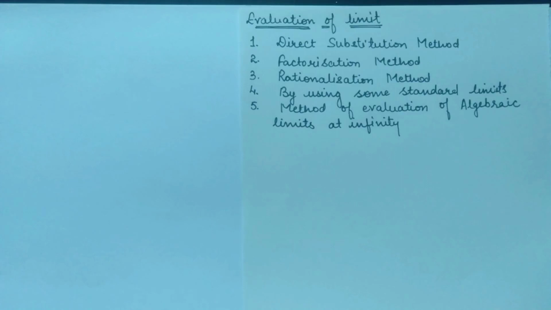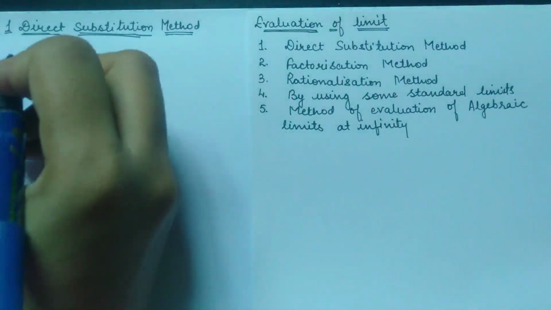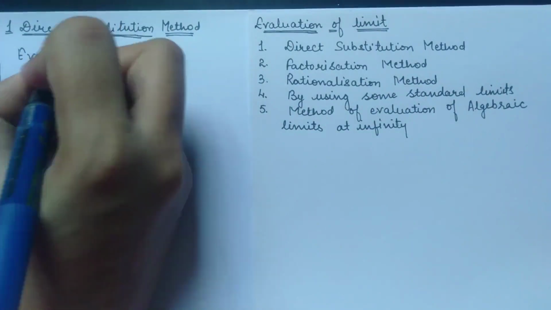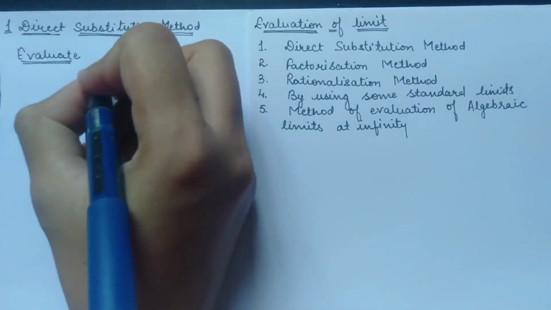So let's start. Our first method is direct substitution method. In this method we will directly substitute the limit in the given function. Let us understand this with the help of an example.